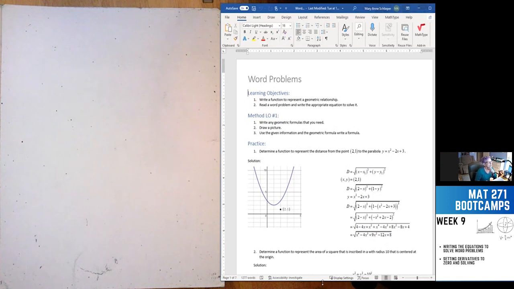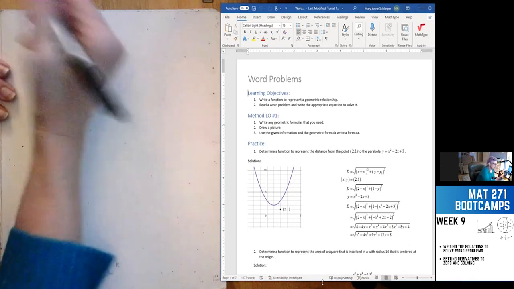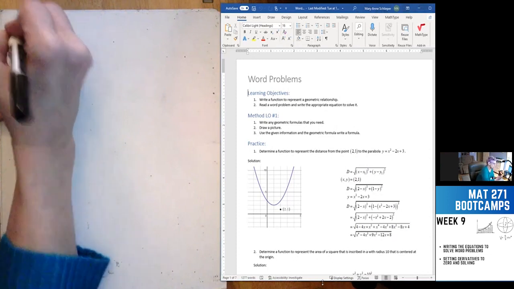So I started with some that are just writing a function to represent a geometric relationship. And I think you have one kind of like number 1 on your lab for optimization. Determine a function to represent the distance from the point to the parabola. And in calculus, you would want to be minimizing that distance. So that requires the distance formula.